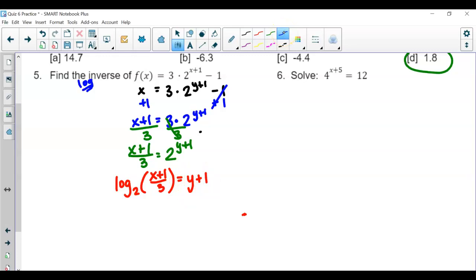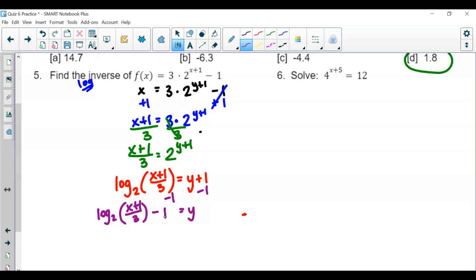However, we're still having to solve for y, so now make sure you subtract 1. So that's why the inverse is our log base 2 with our fraction here, (x + 1)/3, but then outside of the parentheses, minus 1.